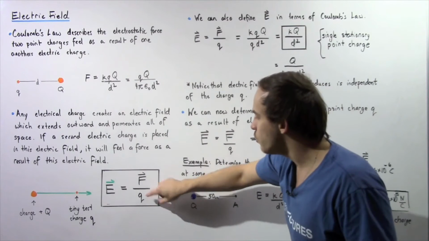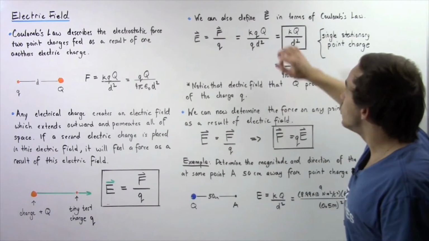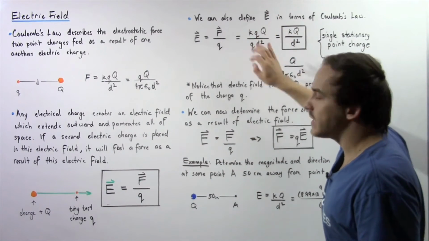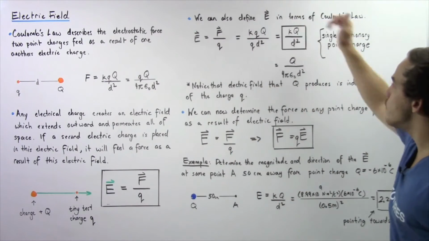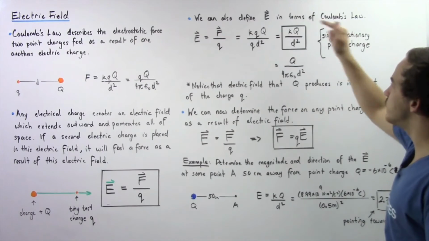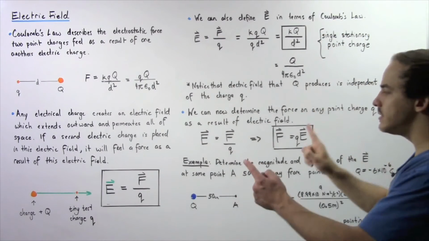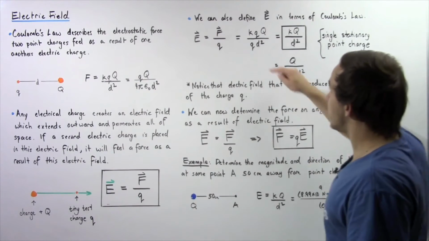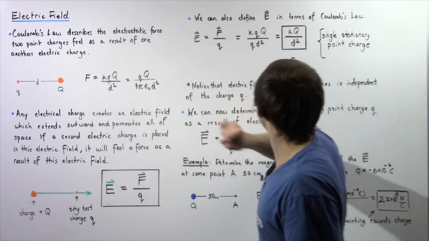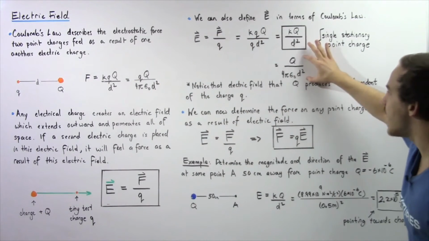And then we have the q that comes from this equation. Notice the lowercase q's will cancel out, and we're left with k multiplied by uppercase Q divided by d squared, the distance between them squared. Now we can also replace this force with this equation, and we get the following result.